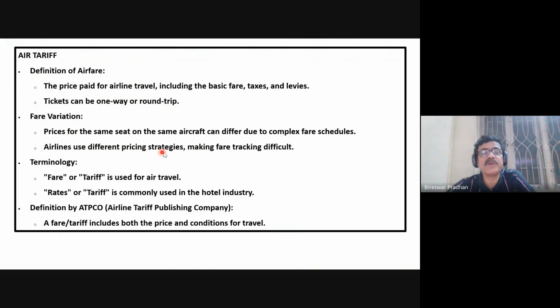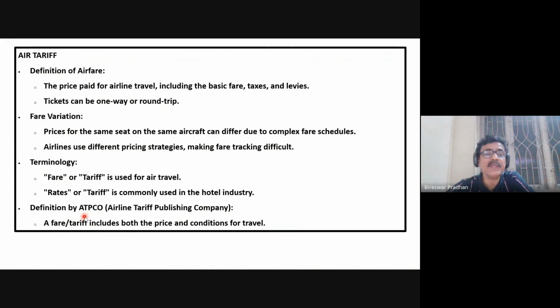Airlines use different pricing strategies, making fare ticketing difficult. And terminology: what terminology is used? Fare or tariff is used for air travel. Rates or tariff is commonly used in the hotel industry. In the hotel industry, they use room rent, meaning room rate, and that term is the tariff.